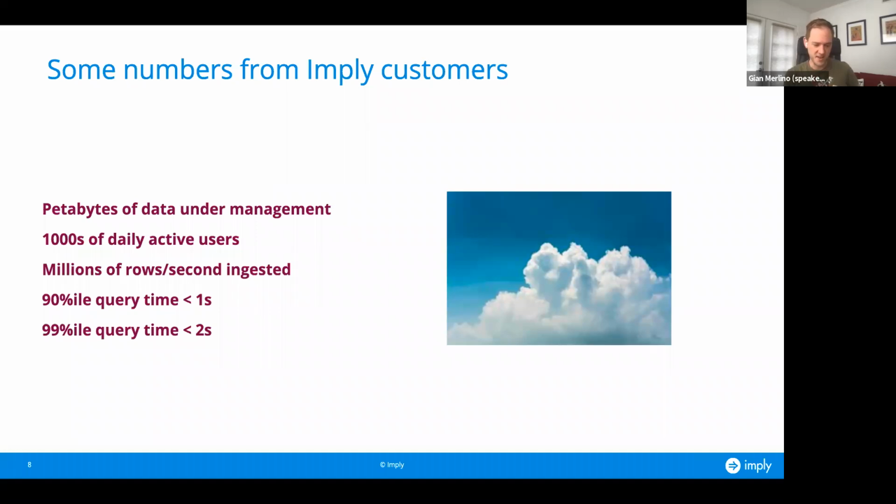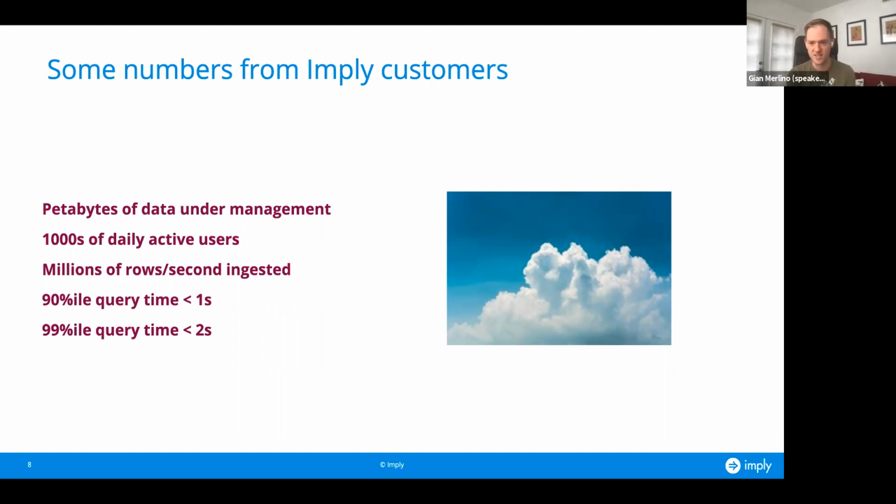At Imply we have a cloud-based service for Druid, and across this entire service, we've got petabytes of data under management, thousands of daily active users, millions of rows per second ingested, 90 percentile query time with all that action happening less than 1 second, 99 percentile query time less than 2 seconds. And I think this is pretty impressive.